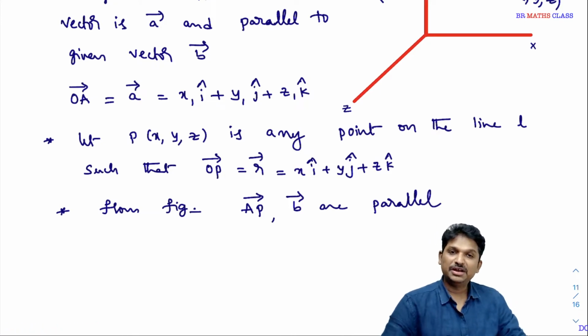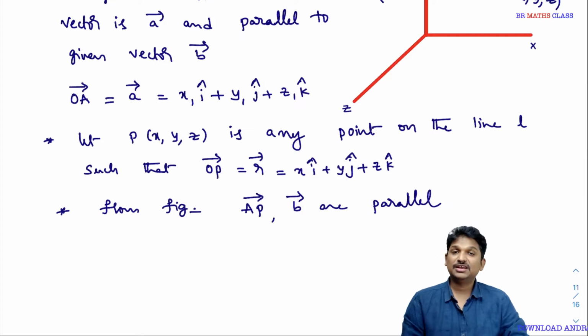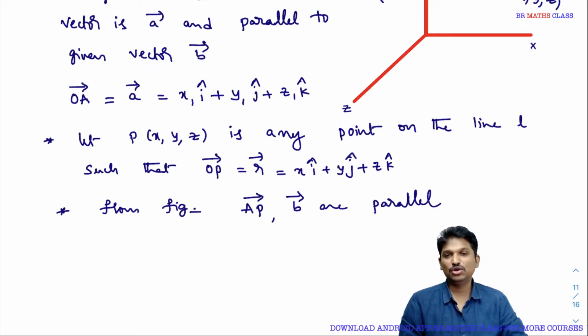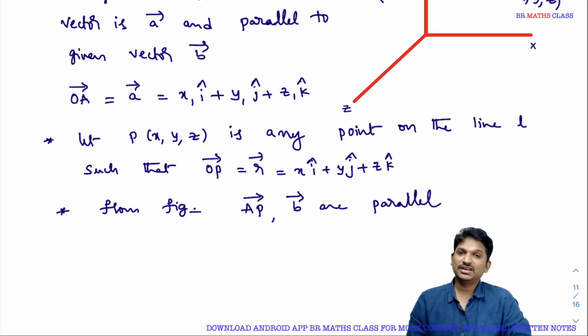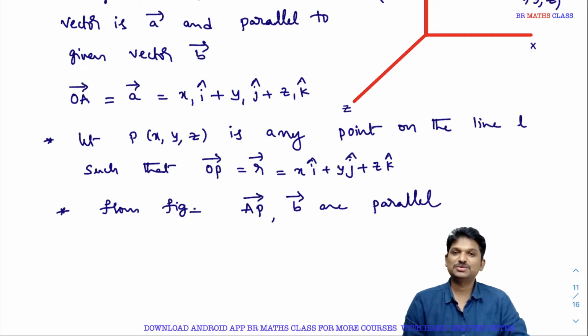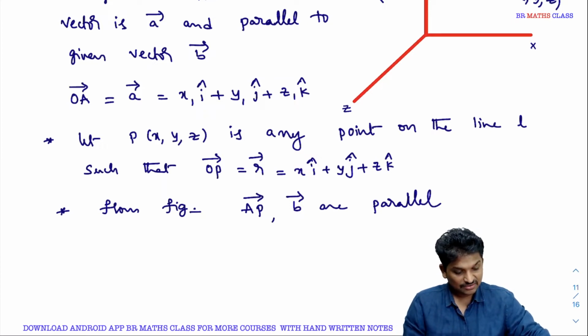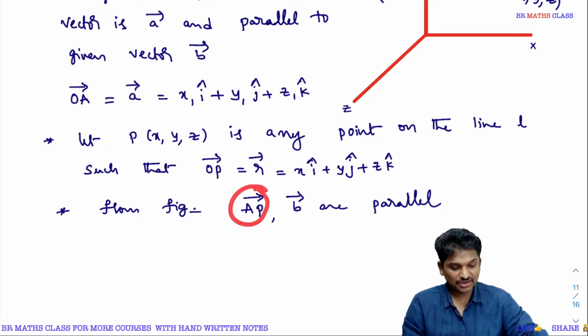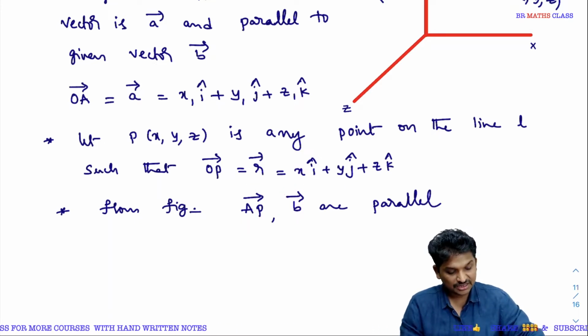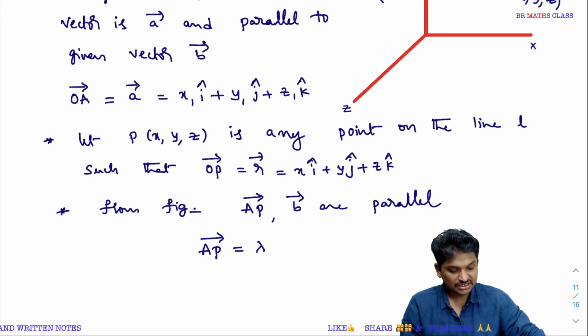AP bar and B bar are parallel. We know from the vector algebra chapter that parallel vectors are also known as collinear vectors, right? If two vectors are collinear, then one vector can be expressed as a scalar multiple of another vector. This knowledge we have from the vector algebra chapter.